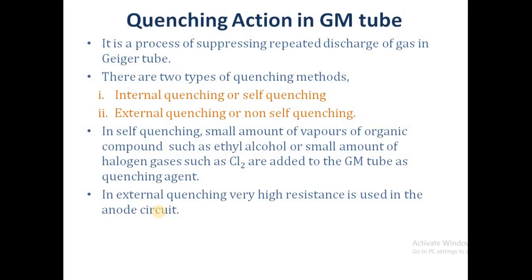In halogen quenched counters, the halogen molecules dissociate into halogen atoms which again recombine. So, these counters have very long lives. In externally quenched counters, repeated discharge of gas is prevented by the use of a very high resistance in the anode circuit.